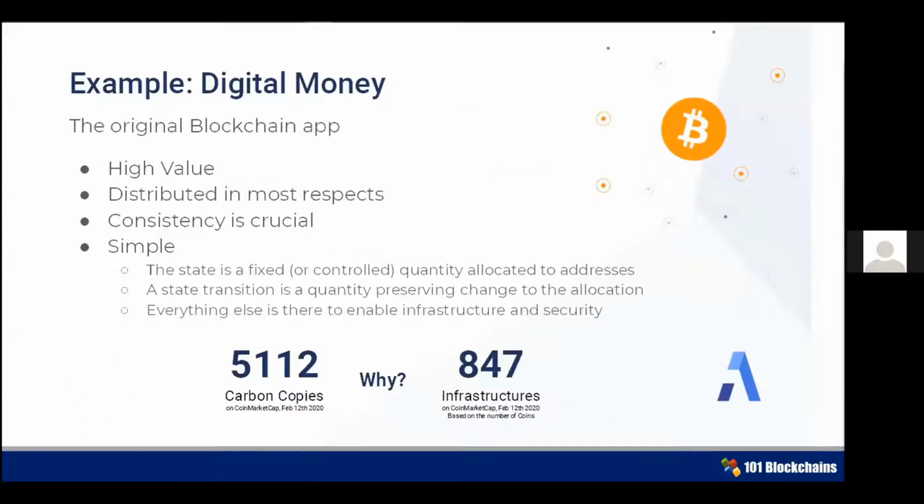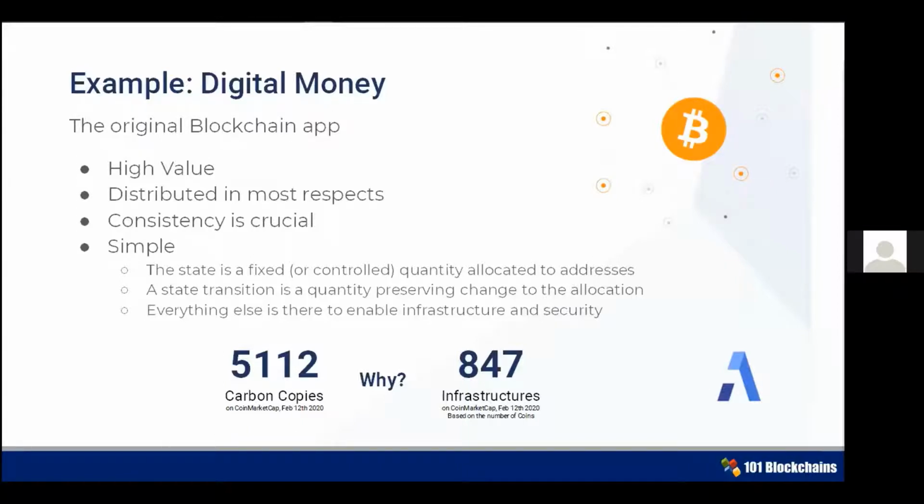and that is digital money or cryptocurrency. Now, I would characterize this application as follows. It's a very high value application. Payments are big money. You could even argue a matter of national sovereignty. Controlling money gives you enormous power.